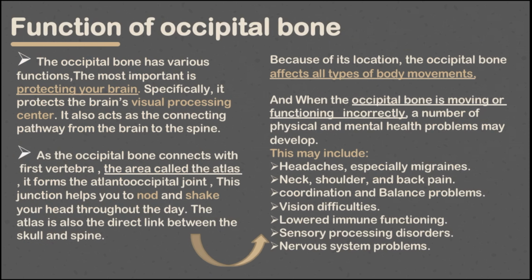Because of its location, the occipital bone affects all types of body movement, and when the occipital bone is moving or functioning incorrectly, a number of physical and mental health problems may develop. This may include headache, especially migraines, neck, shoulder, and back pain, coordination and balance problems, vision difficulties. As we stated previously, the occipital protects the brain's visual processing center. Also lowered immune functioning, sensory processing disorder, and nervous system problems.